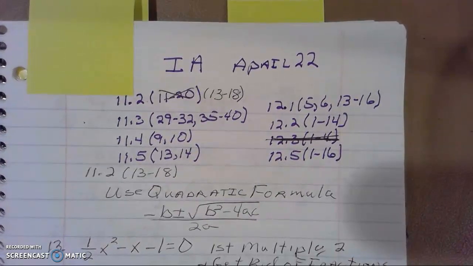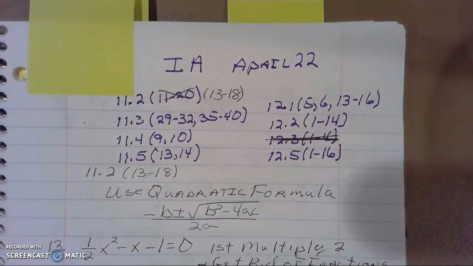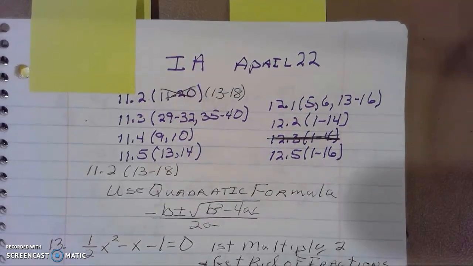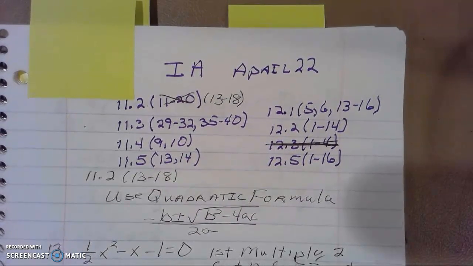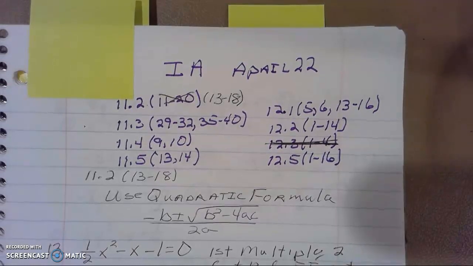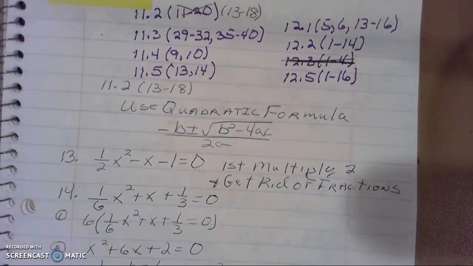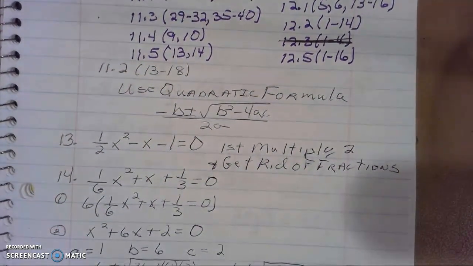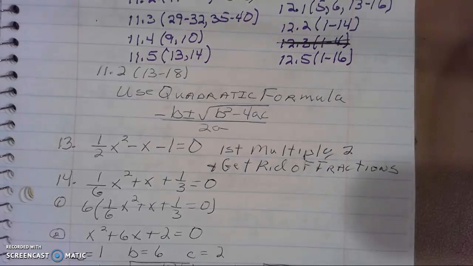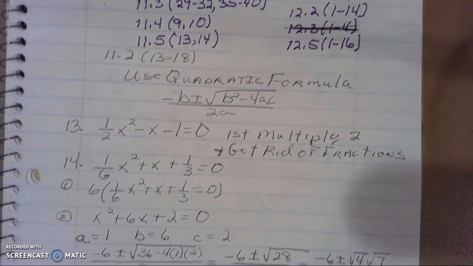This is the intermediate algebra assignment for April 22nd. And these are the assignments. Some of them I've changed in midstream, so you see them marked out and new assignment put in. Okay, on 11.2 first, this is all about using that formula that I've got written there, the quadratic formula.